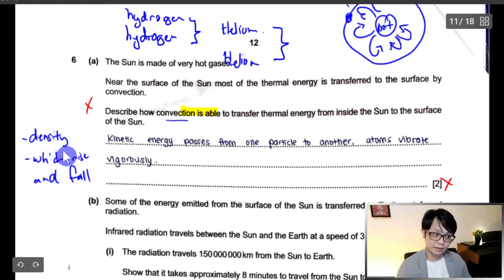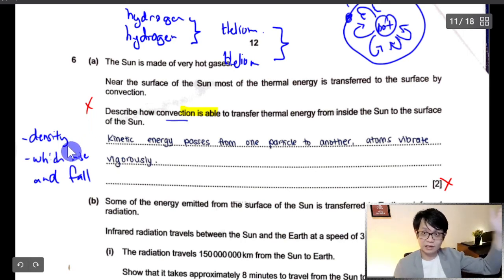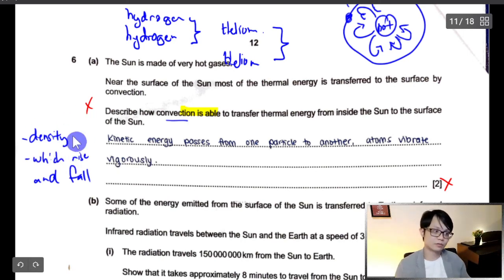So when the thing is hot, hot air will rise and cold air will fall down. Any sentence that you write, as long as you talk about density and you're talking about rise and fall.